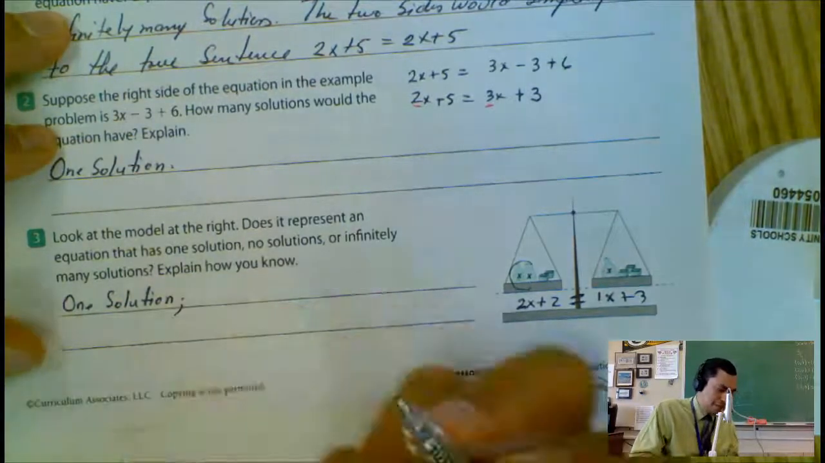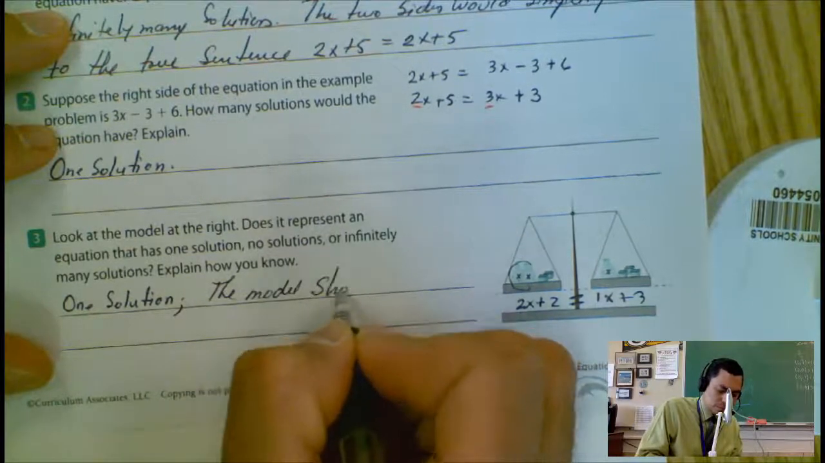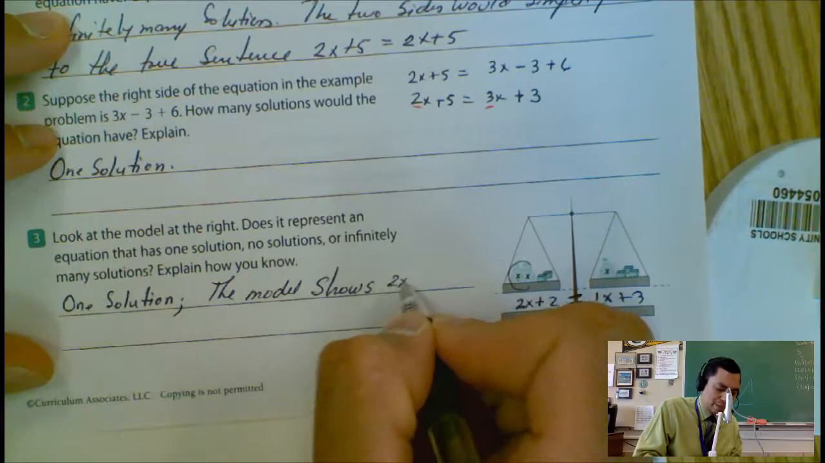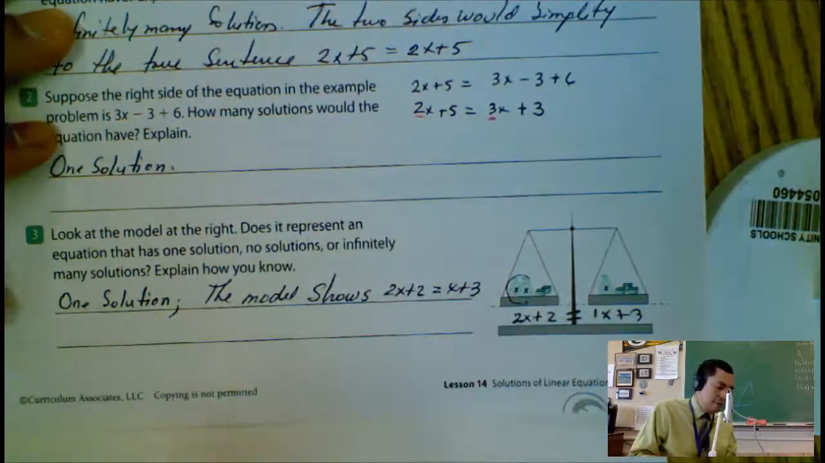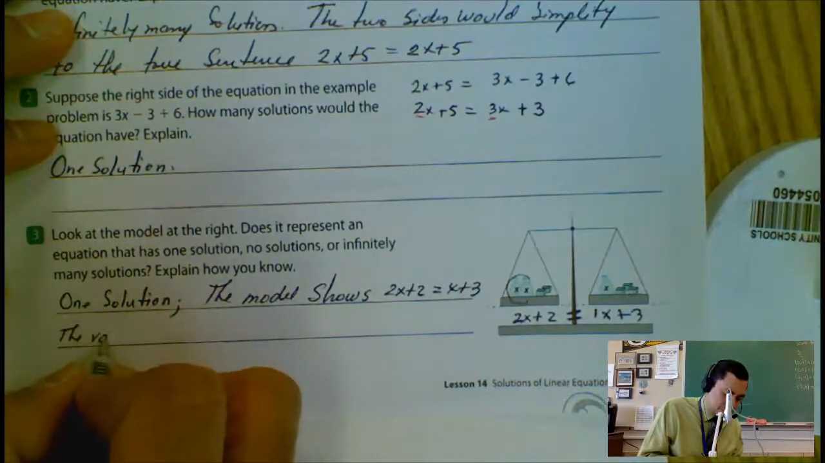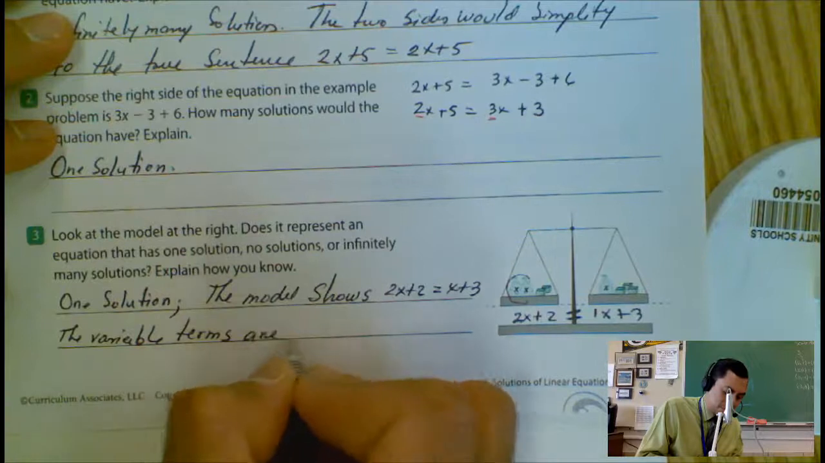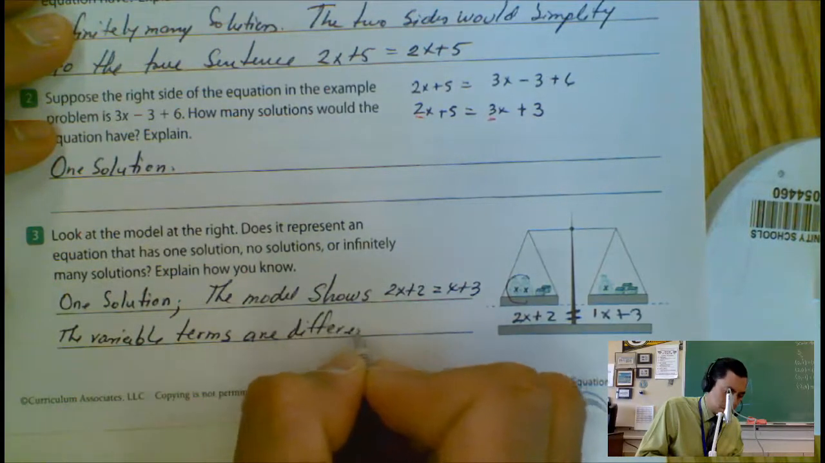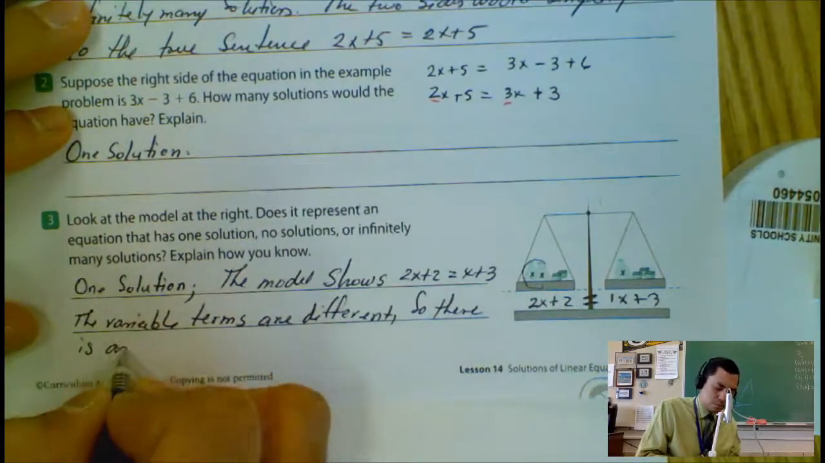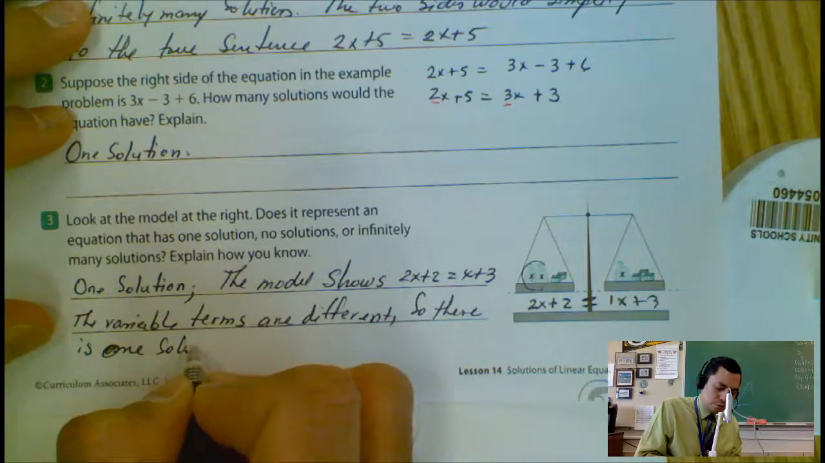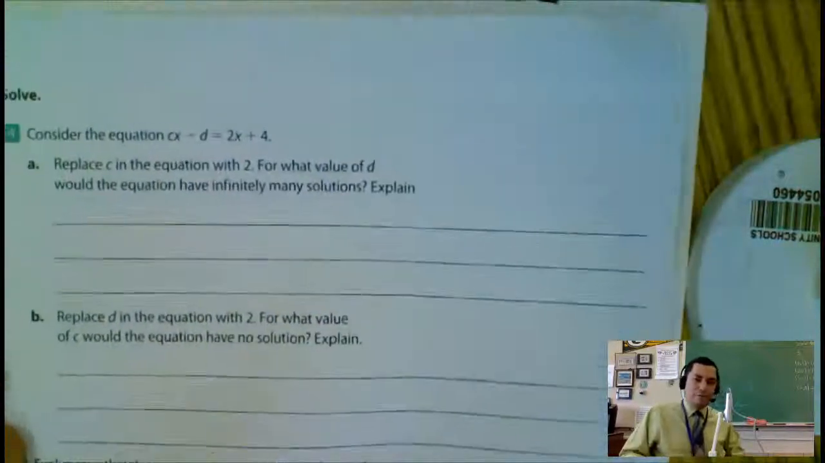In this case, I'm going to say, for example, the model shows 2x plus 2 equals x plus 3, as I mentioned. The variable terms are different, so there is one solution. Okay, so if we turn to page 164, we're going to have the following equation.